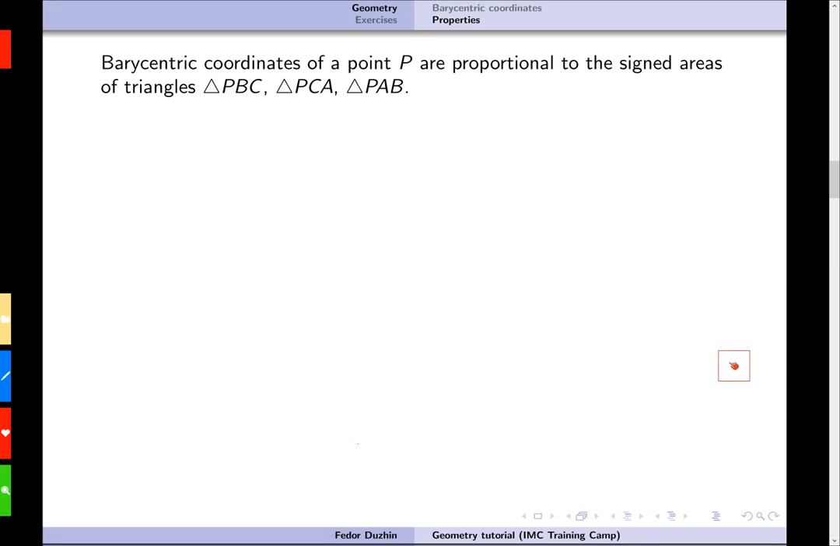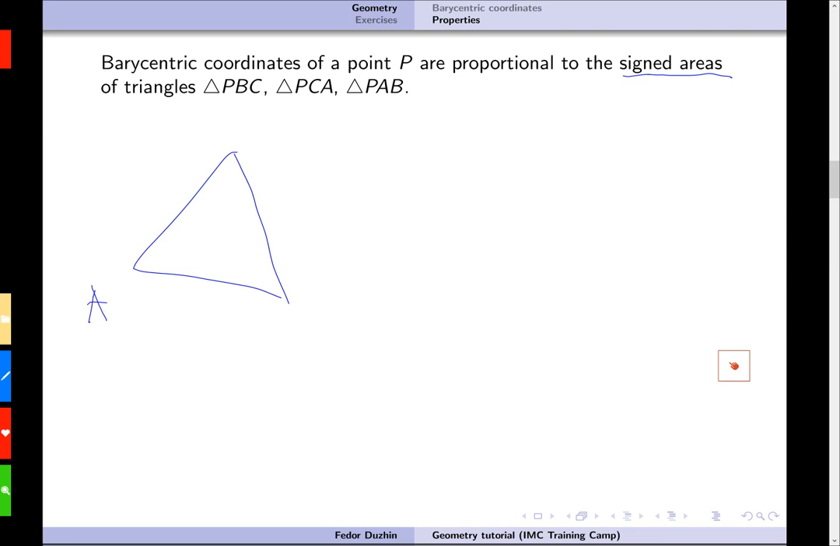The next property of barycentric coordinates is very, very useful, but it's a bit harder to prove. Well, it is doable, so let's do it. First of all, what are signed areas? Signed areas of triangles means areas of triangles taken with positive or negative sign depending on where the point P is. So if P is inside the triangle ABC, then all of them are positive. But if P is outside the triangle ABC, then some of them can be negative.